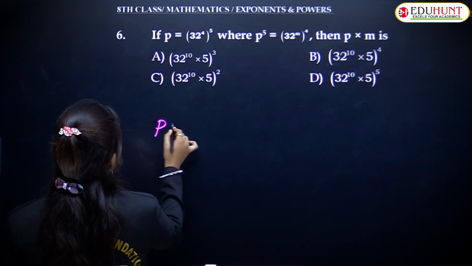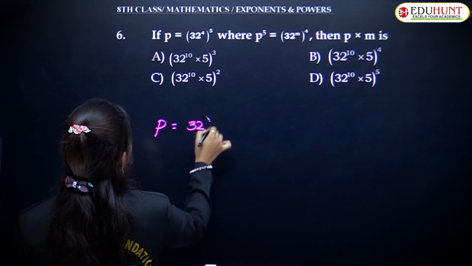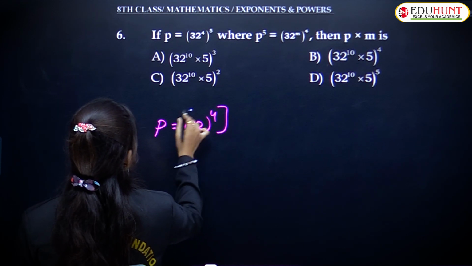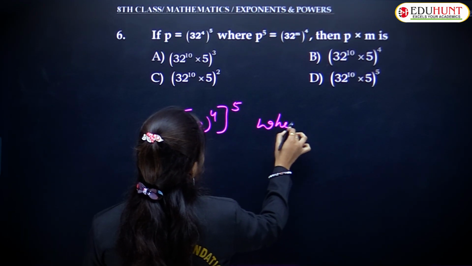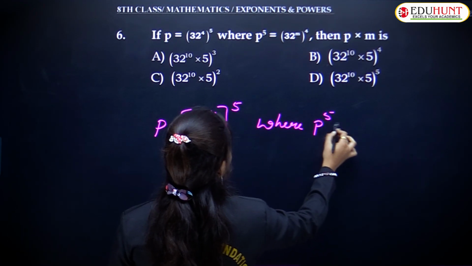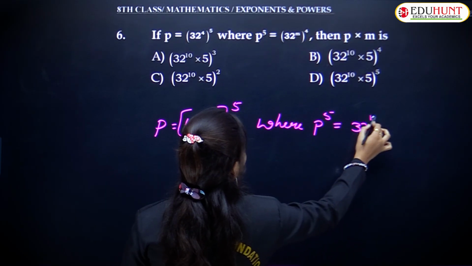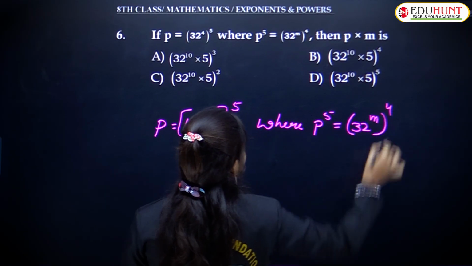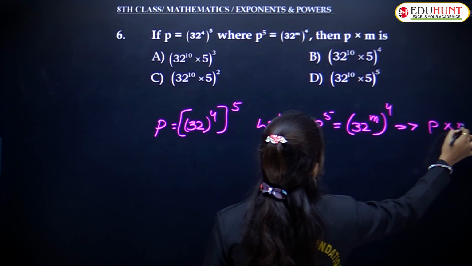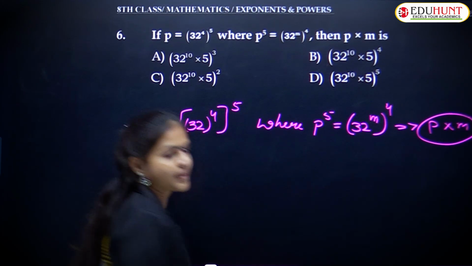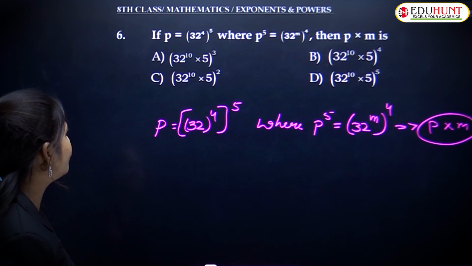If P is equal to (32 power 4) whole power 5, where P power 5 is equal to (32 power m) whole power 4, then we need to find the value of P into m.